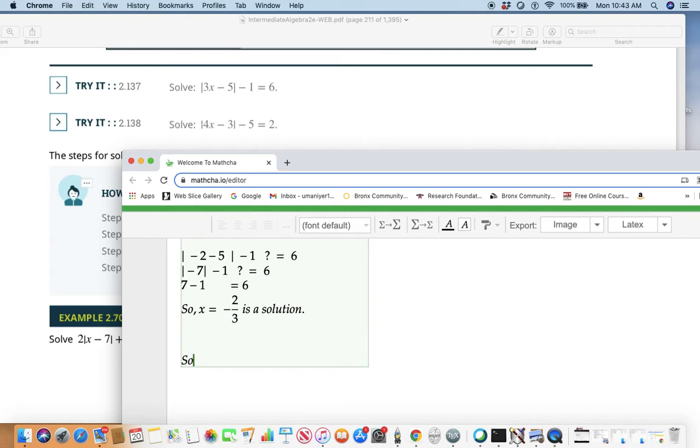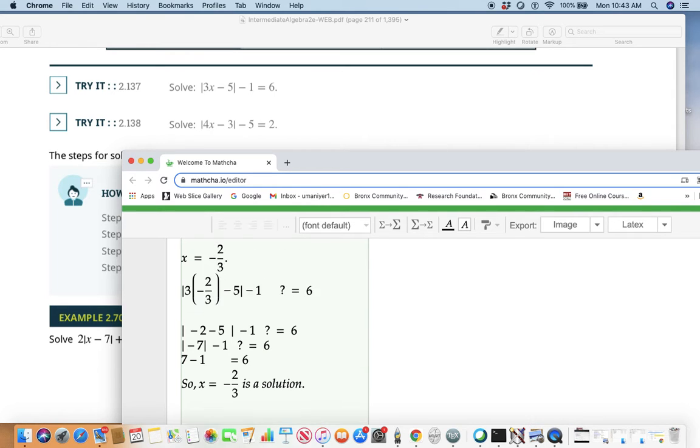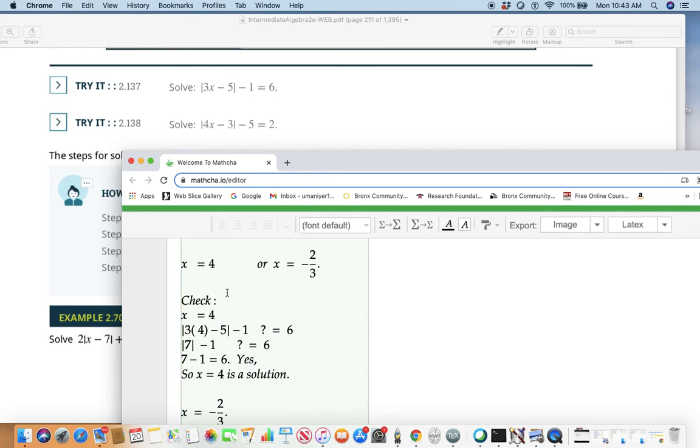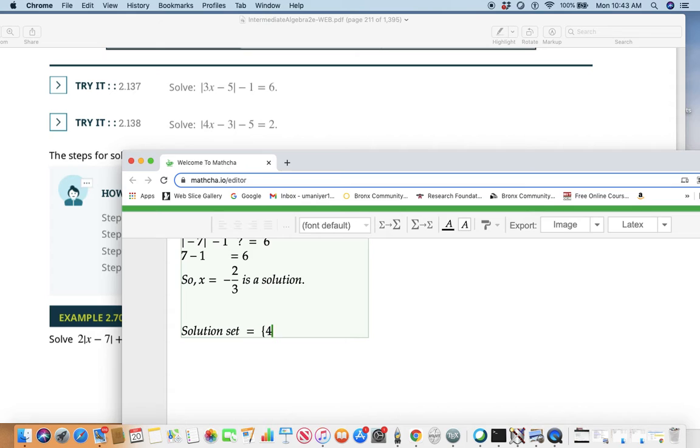Therefore, what is the solution set? We had x equals 4 and x equals negative 2/3. Alright, let's try one more.